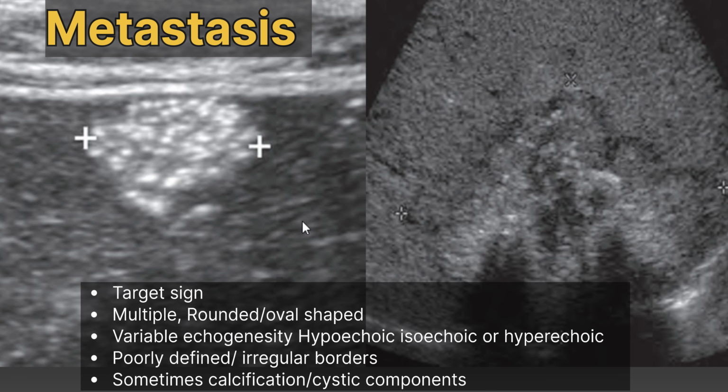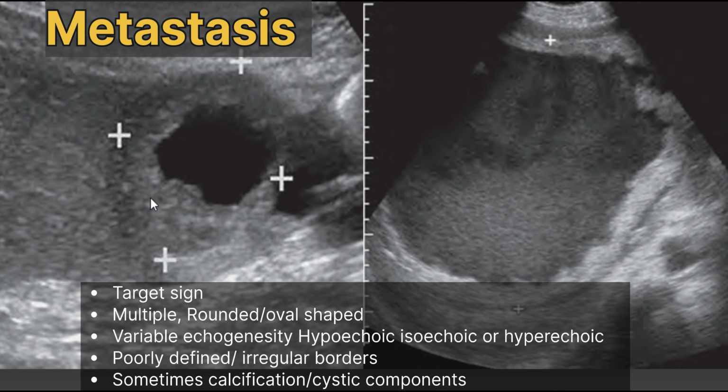Now, here we can see a solid mass that has diffuse stippled calcifications originating from a primary prostate cancer, but this is a solid predominantly hypoechoic mass with a central shadowing echogenic region due to calcification, and its primary tumor was colon cancer.